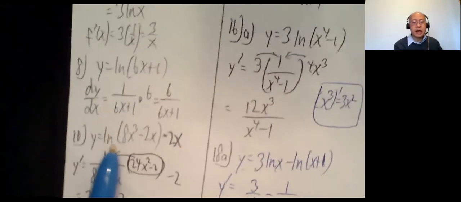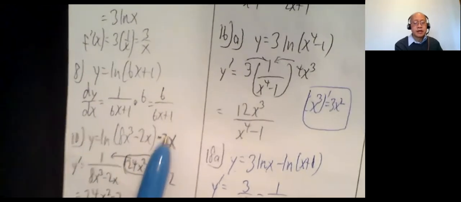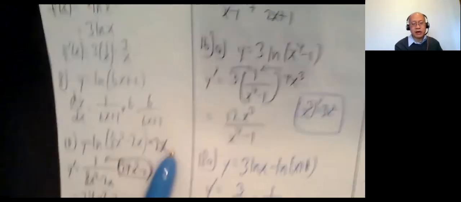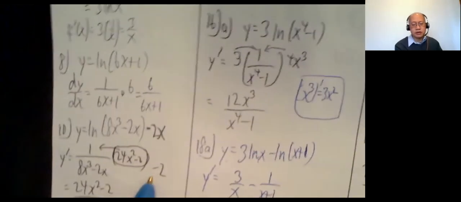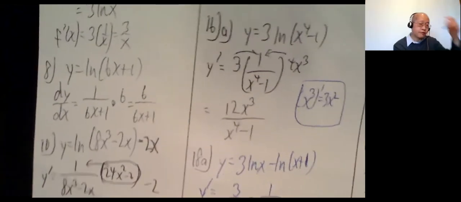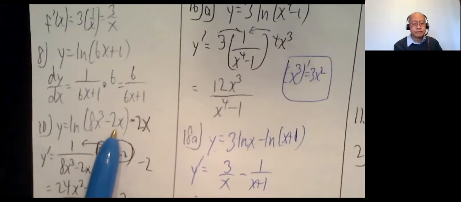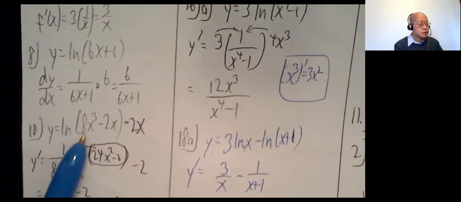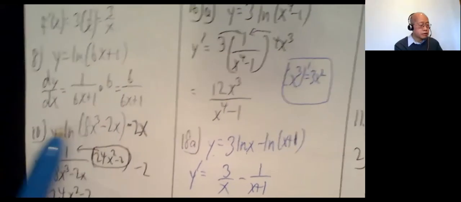All right, y equals ln of 8x cubed minus 2x, minus 2x. Okay, maybe I should get this out of the way right away. What's the derivative of negative 2x? Negative 2. So that's the easy part. The harder part is to differentiate ln of 8x cubed minus 2x. And again, I said differentiate. What does differentiate mean? Take the derivative.